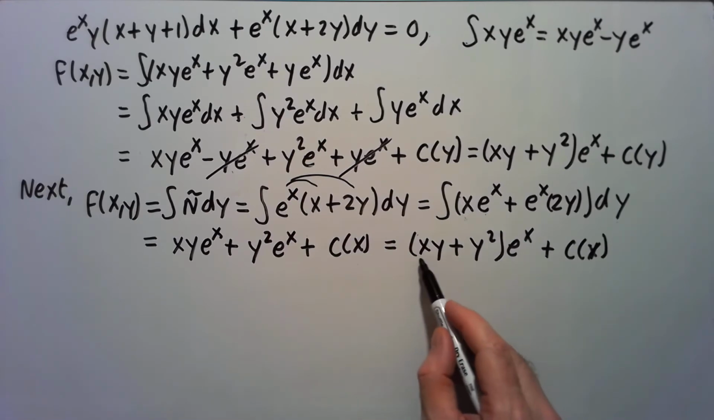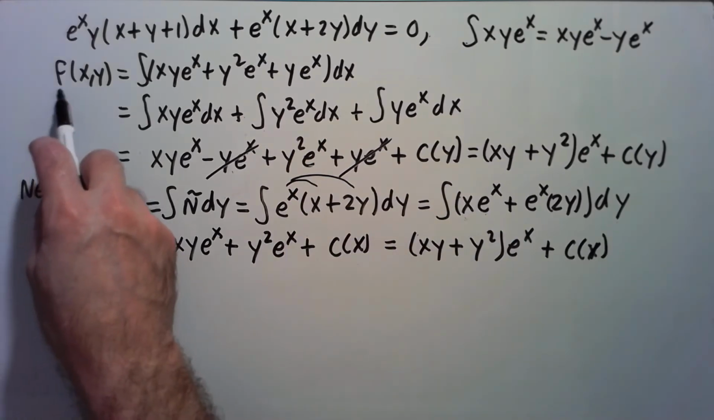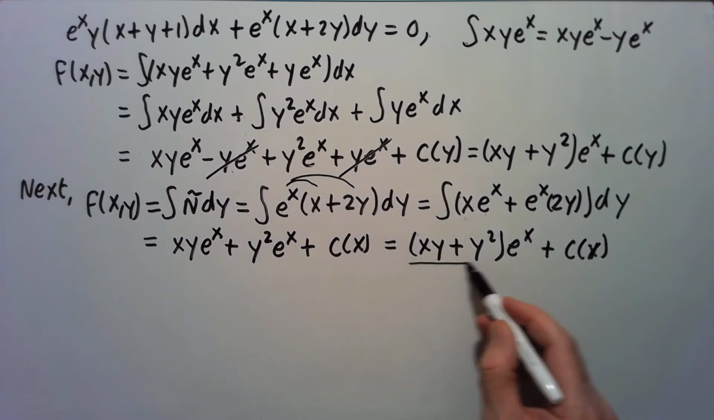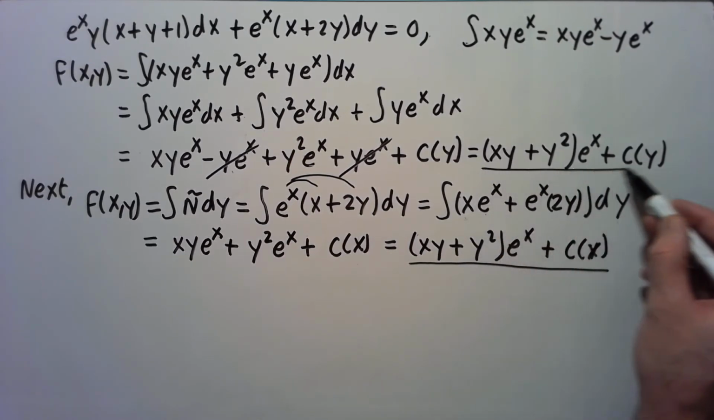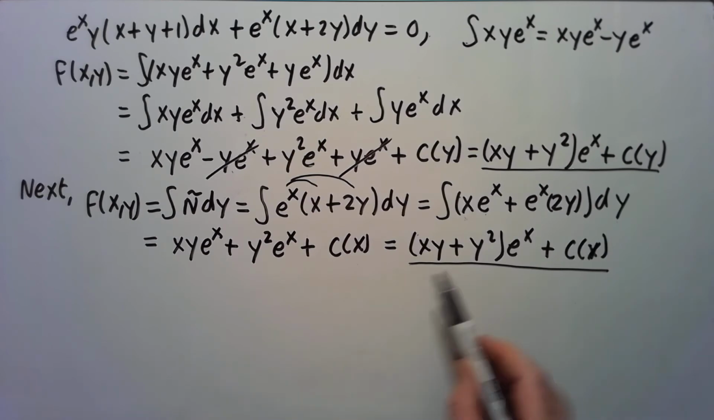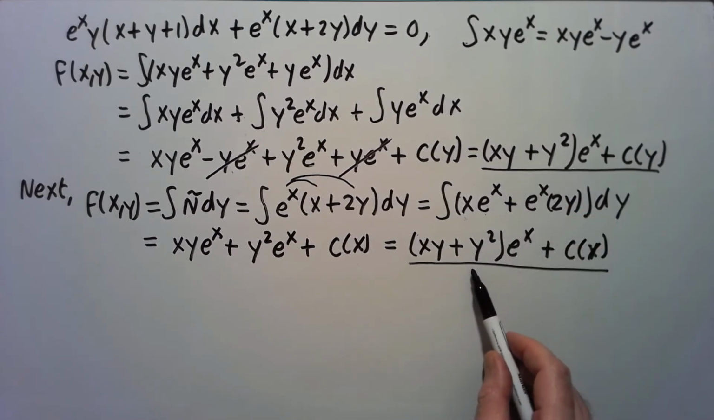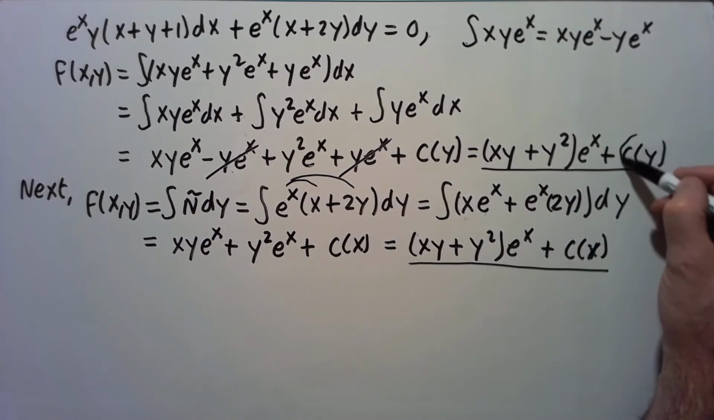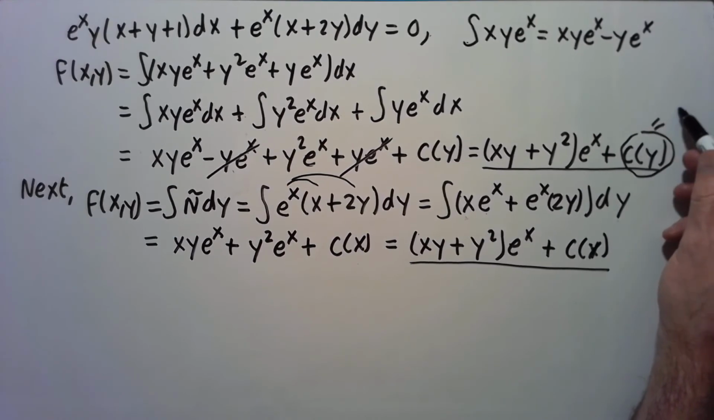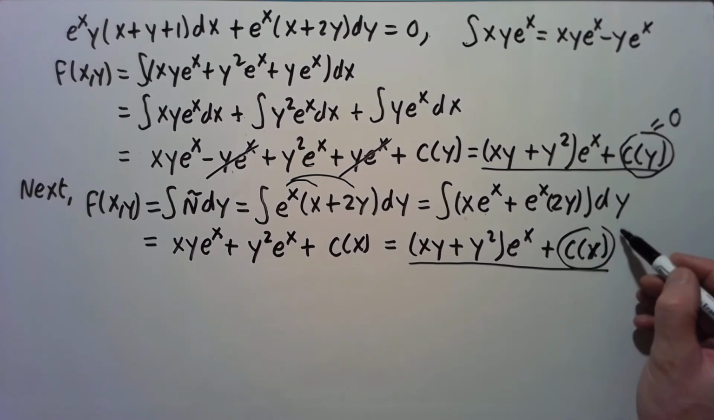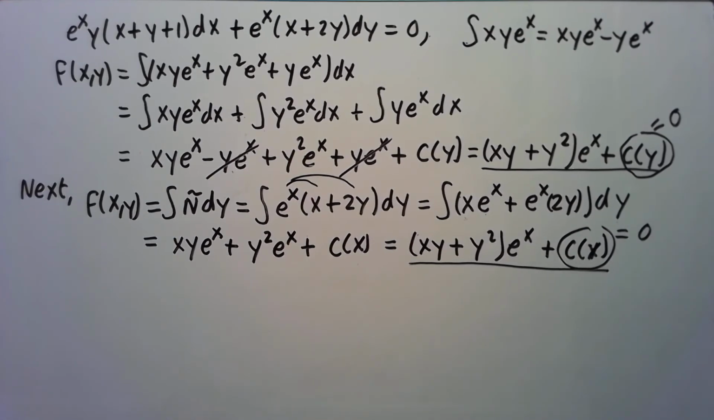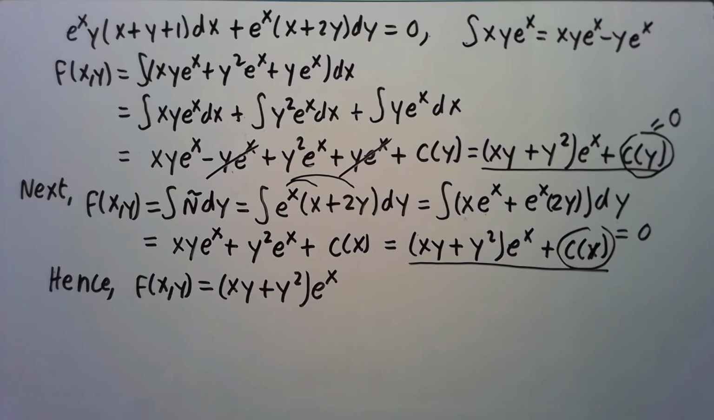So I get this. Now we're going to compare our f's. We have this one here and the one up here, and they look identical. So in particular, we can choose my cy function to be 0 and my cx function to be 0. That's fine. So therefore, we found our small f. Hence our f function will be xy plus y squared e to the x.